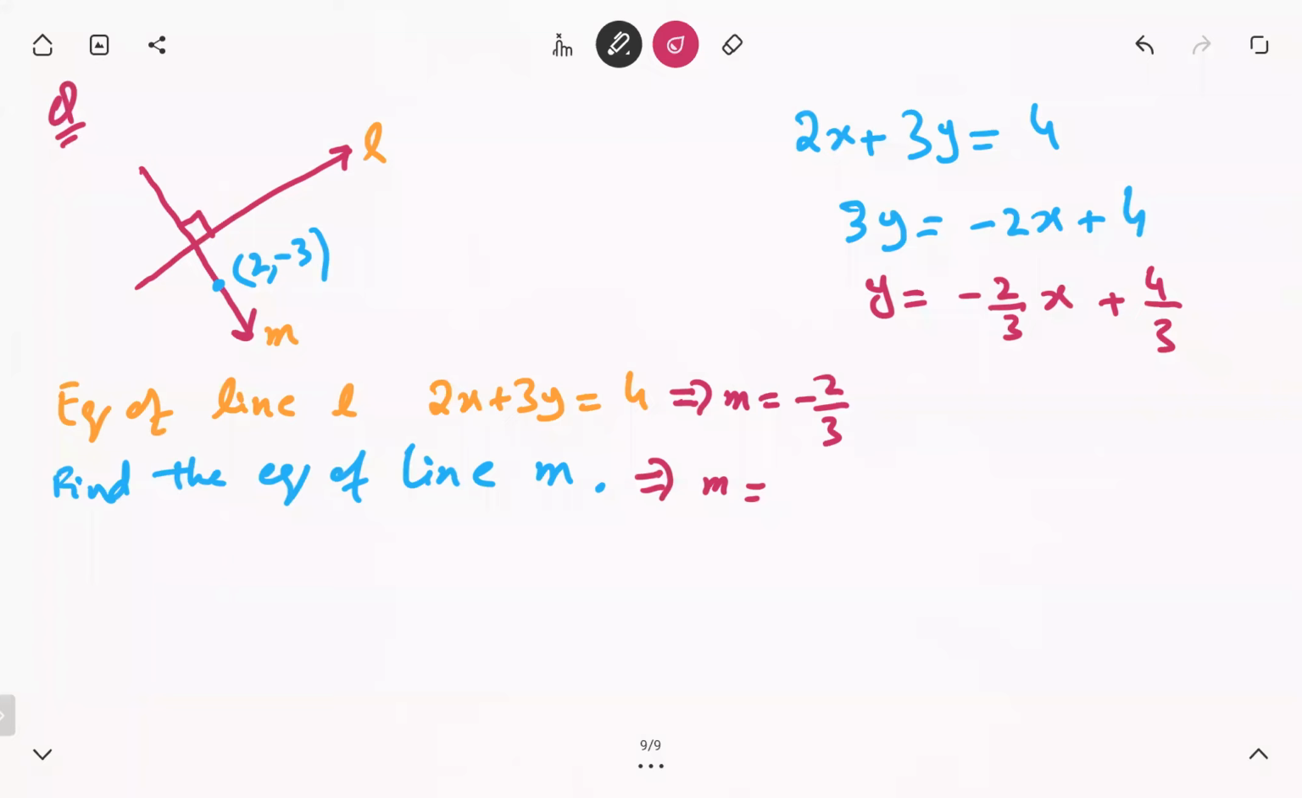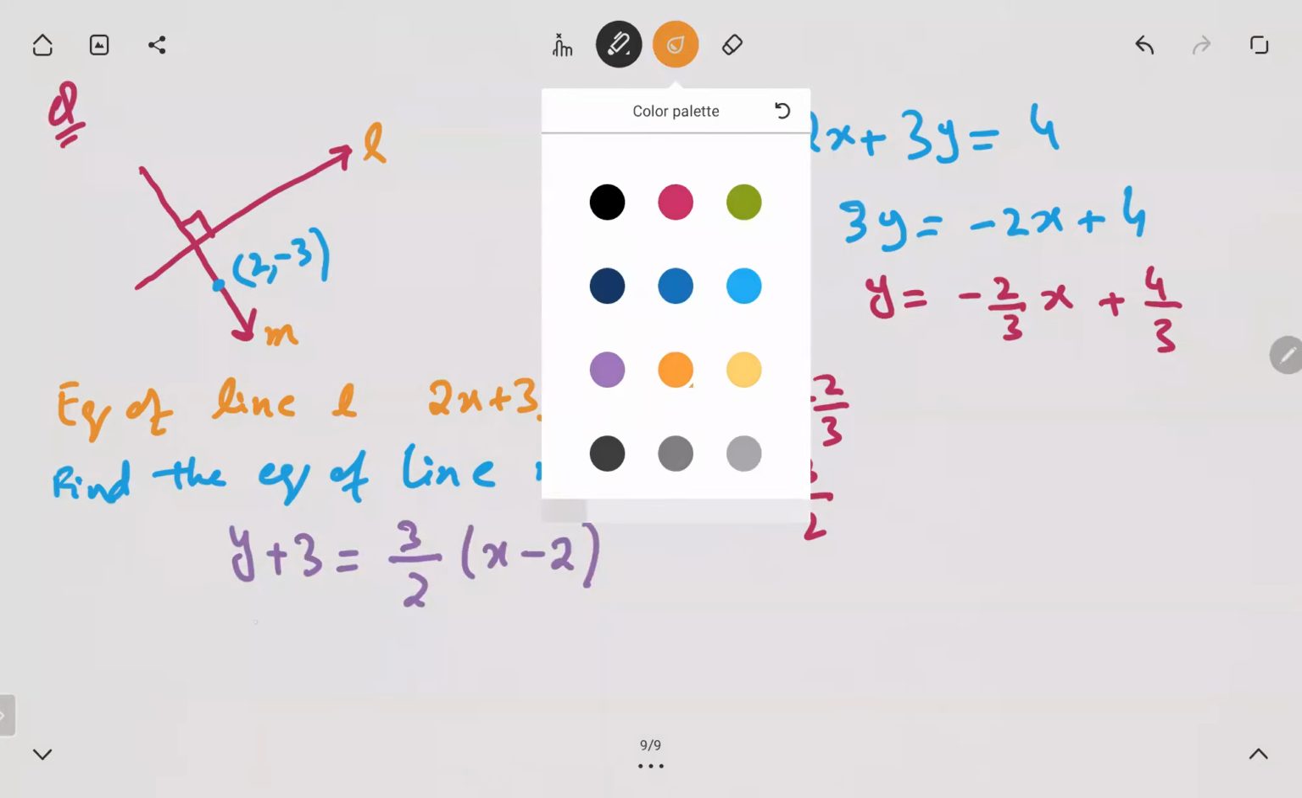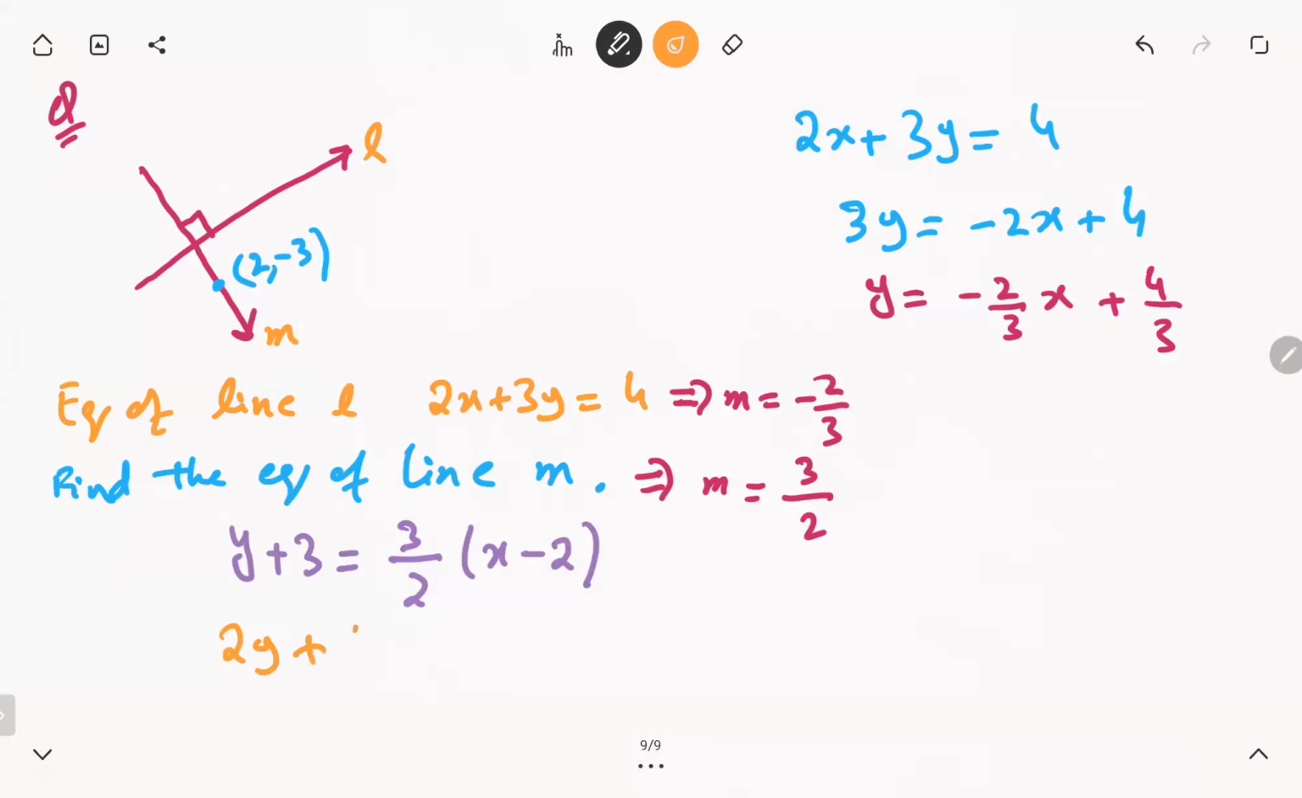Okay, so the gradient of the line perpendicular to that will be positive 3 by 2. So now it's easy because we know the gradient and the point was already given. So it will be y minus y1, the point is minus 3, so it will become y plus 3, and gradient is 3 by 2, times x minus x1, which means x minus 2. So multiplying by 2, 2y plus 6 is equal to 3x minus 6. So we got 2y is equal to 3x minus 12.